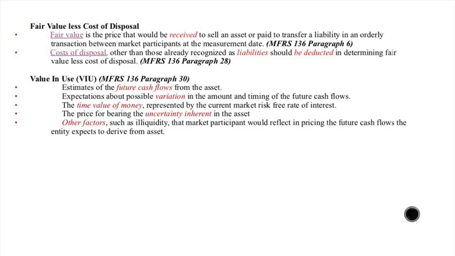Value in use reflects an estimate of future cash flows from the asset, expectations about possible variations in the amount or timing of the future cash flows, the time value of money represented by the current market risk-free rate of interest, the price of bearing the uncertainty inherent in the asset, and other factors such as illiquidity that market participants would reflect in pricing the future cash flows the entity expects to derive from the asset.